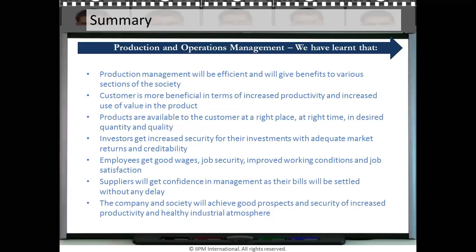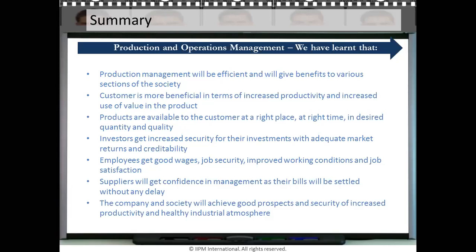Now, in summary, production and operations management, as we've learned, production management will be efficient and will give benefits to various sections of the society. Customers benefit in terms of increased productivity and increased use of value in the product. Products are available to customers at the right place, at the right time, in desired quantity and quality. Investors get increased security for their investment with adequate market returns and creditability. Employees get good wages, good job security, improved working conditions, and job satisfaction.